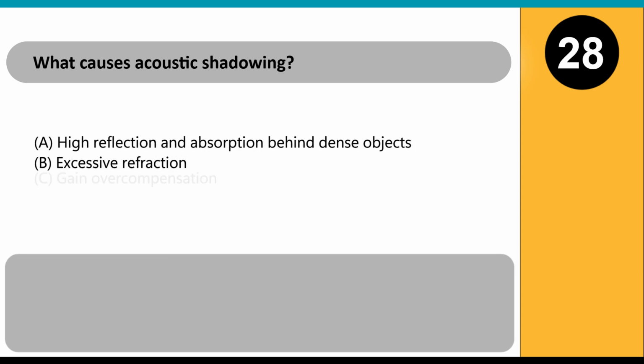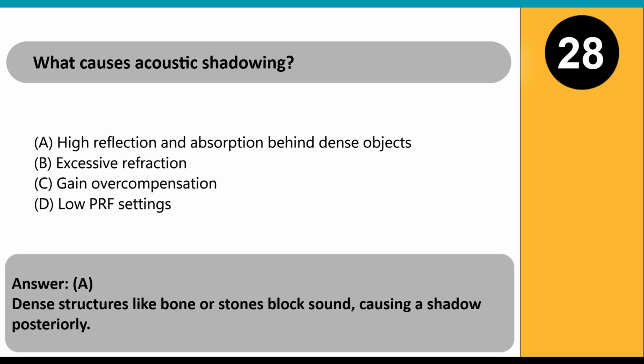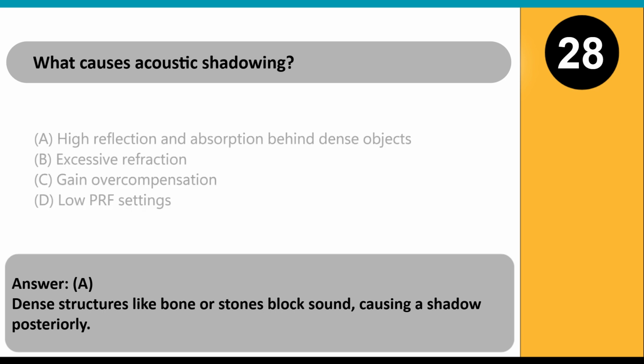What causes acoustic shadowing? A. High reflection and absorption behind dense objects. B. Excessive refraction. C. Gain overcompensation. D. Low PRF settings. Answer A. Dense structures like bone or stones block sound, causing a shadow posteriorly.